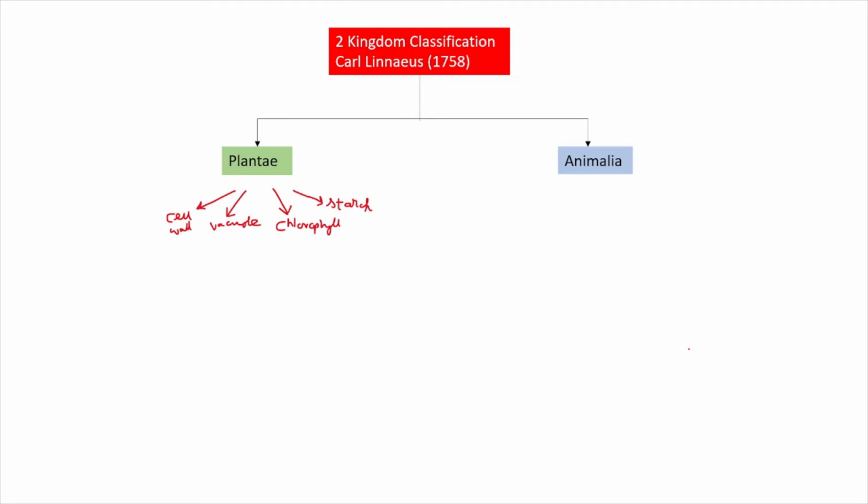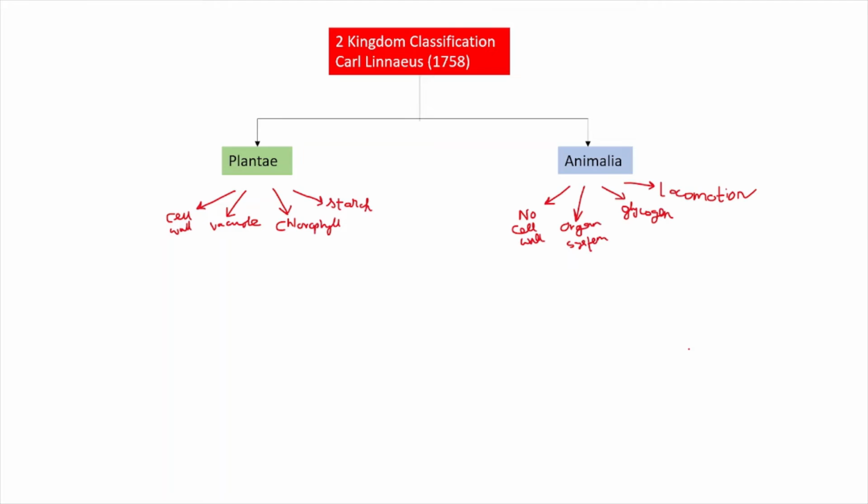So, how did he choose which organisms should fall under the category Plantae and which organisms should fall under the category Animalia? He observed that those organisms that had cell wall, vacuole, had photosynthetic pigment chlorophyll, and had starch as the food reserve, he picked up and placed them under the category Plantae. So these were the four main categories that he used while placing organisms under the classification Plantae.